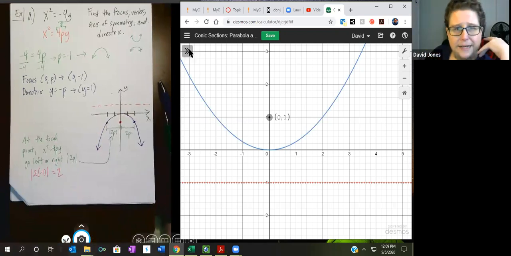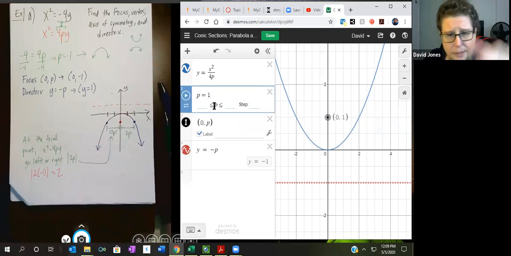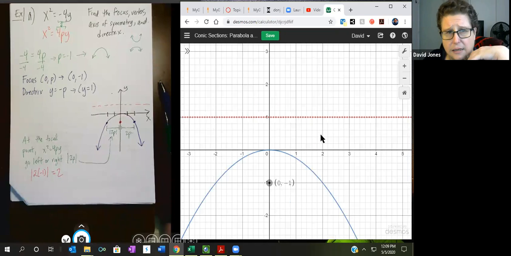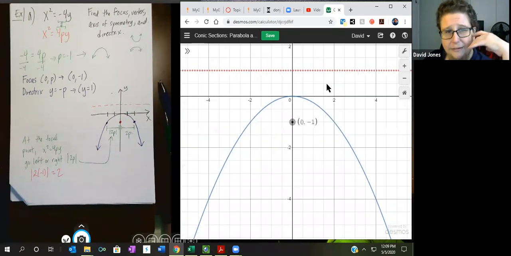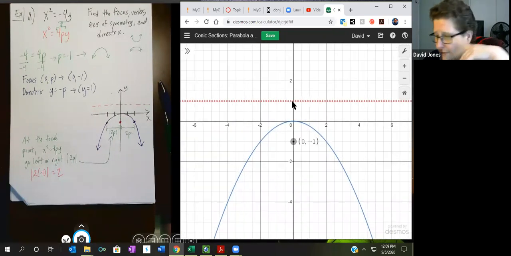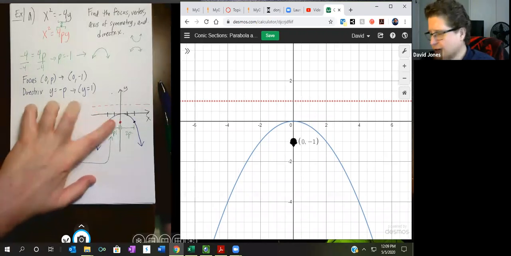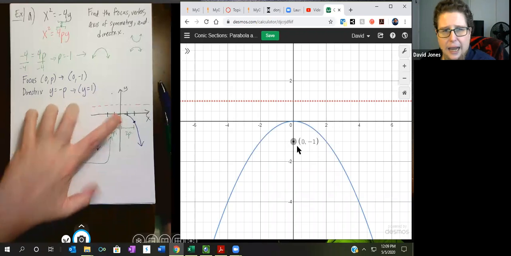Let's explore it in Desmos. They had p equals negative 1. And do we have what they have? We have our directrix at y equals 1. We have our focus at 0, negative 1. And this is what I was saying.